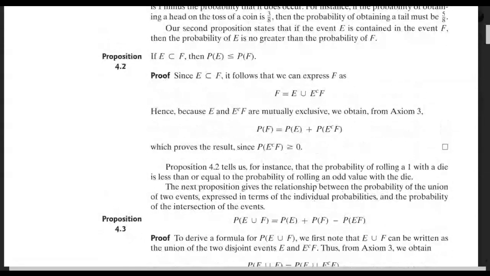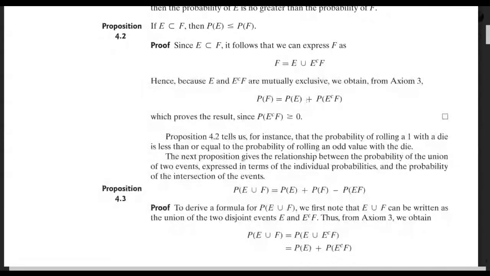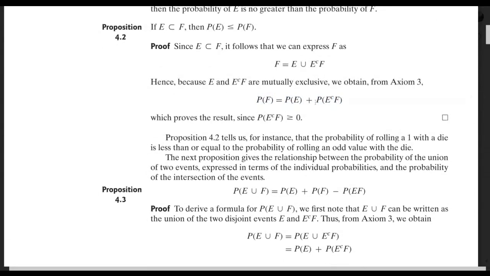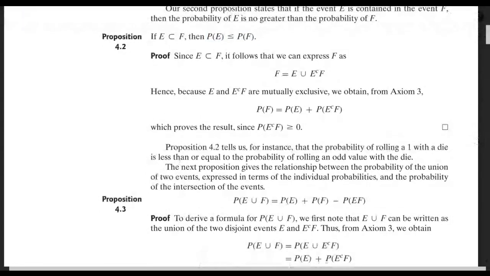Then by proposition 4.1, the probability of F equals the probability of E plus the probability of the complement of E intersect with F. And yeah, so this shows the probability of F equals the probability of E plus something, and this something is between 0 and 1. So this shows this proof. Simple proof, right? Maybe it will appear on the exam.